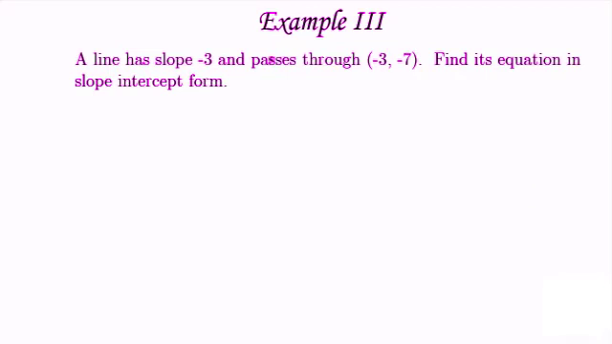Example 3. A line has a slope of negative 3 and passes through (-3, -7). Find its equation in slope-intercept form. So, it's telling me that the line has a slope of negative 3, and if I think about slope-intercept form, y equals mx plus b, I know that m equals negative 3. In order to write it in slope-intercept form, though, I also need to know b.